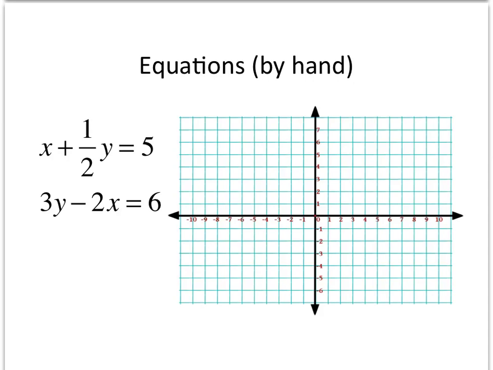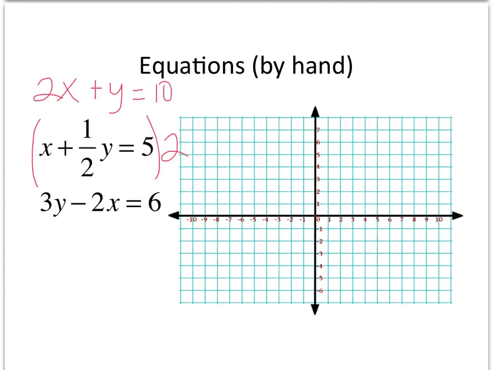So for this first example, we're just graphing two equations by hand, and we're going to try to find their point of intersection. When we solve systems of equations, that's what we're looking for, where these two lines are going to meet. So what we notice on this first line, this is in standard form. If I multiply this whole thing by 2, I can get rid of that fraction. So I'm going to multiply the x by 2, the 1/2 y by 2, and the 5 by 2. So really what I'm looking at is 2x plus y equals 10.